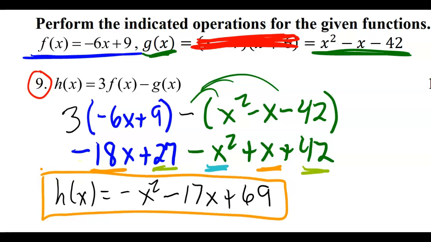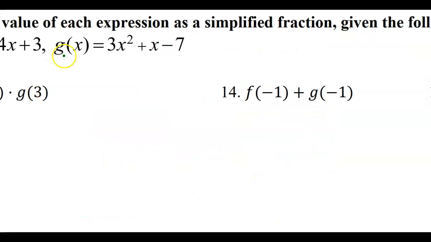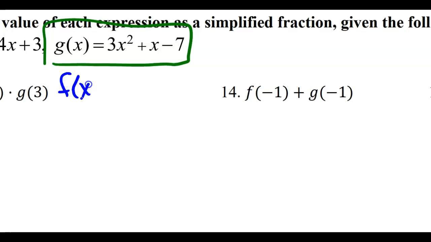So you're taking your equations, putting in the equation and building a new equation; that is the process on these kinds of problems. G of x is 3x squared plus x minus 7. F of x is 4x plus 3. I want to be looking at 14.